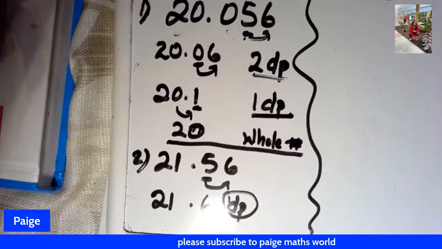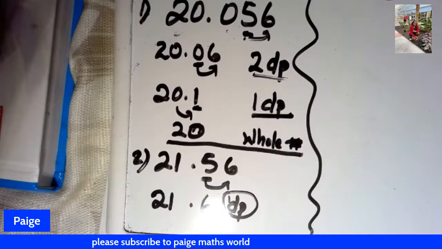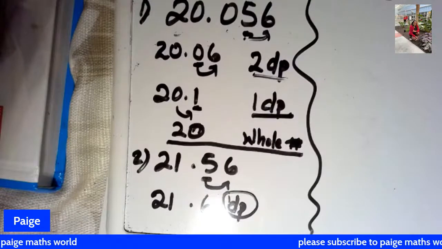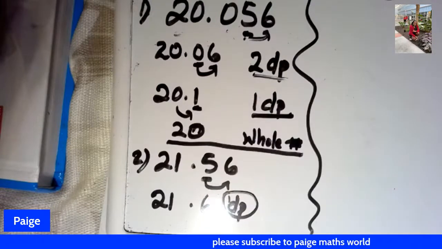Good job, guys. So good job, Raymond, Empress, and Nika, and Jay. All of you got it correct. So to the nearest whole number, what would that be now? 21.6 to the nearest whole number.